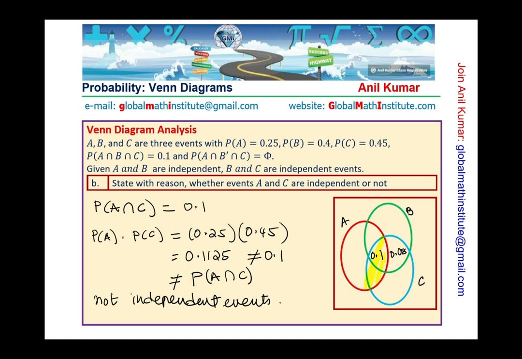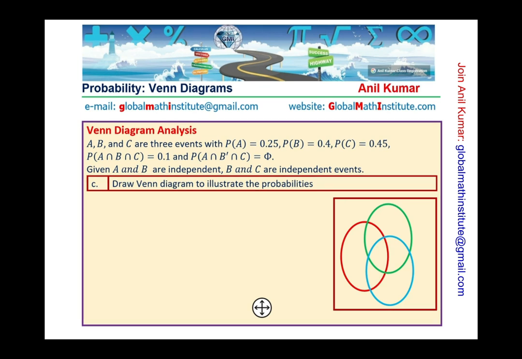Is that part clear to you? Perfect. See, that is how we are going to answer these questions. And now let's move further and complete the Venn diagram. So we know these three events A, B, and C, intersection of each is 0.1 and that of this is 0.08. Let's fill up the other things.